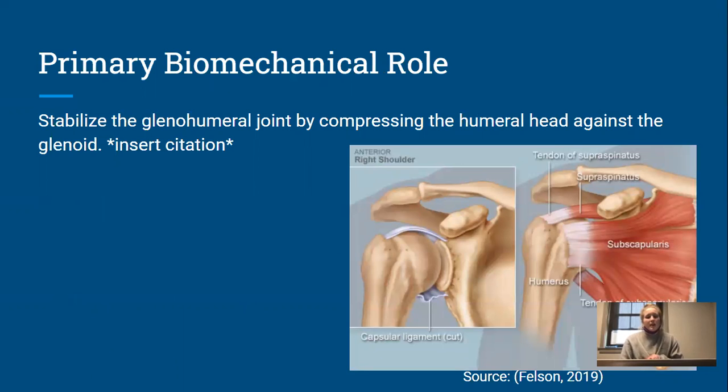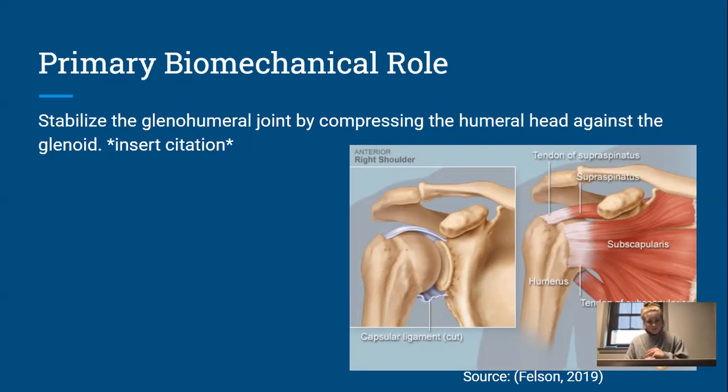The primary biomechanical role for the rotator cuff is to stabilize the glenohumeral joint by compressing the humeral head against the glenoid. You can see this in this picture here, where the tendons are pulling the shoulder into the shoulder socket, or the humerus into the shoulder socket.